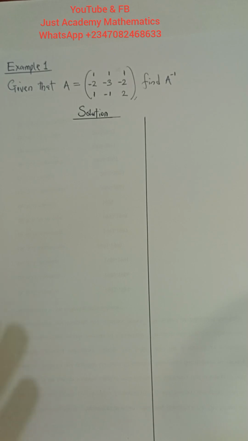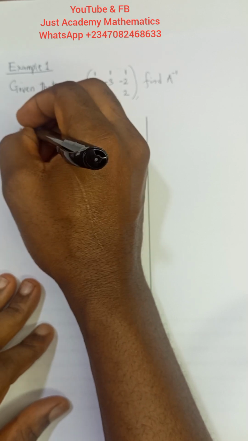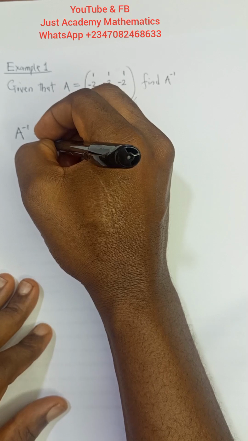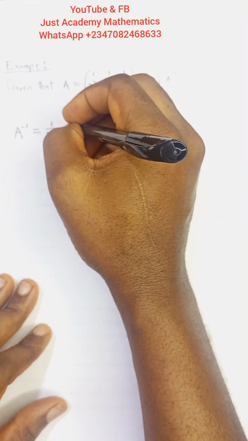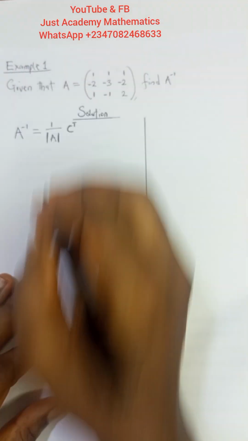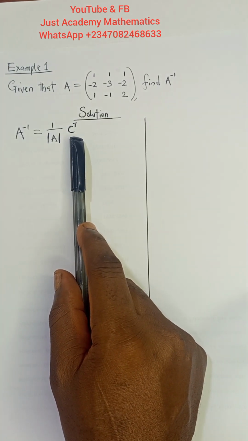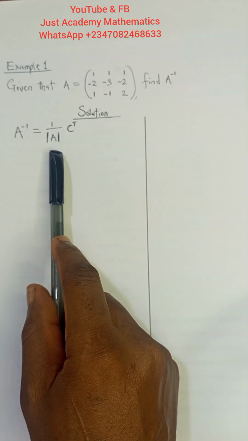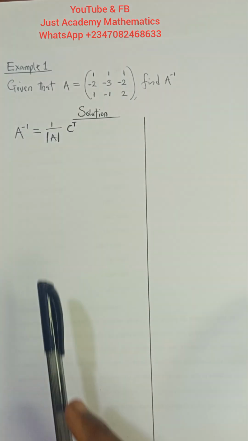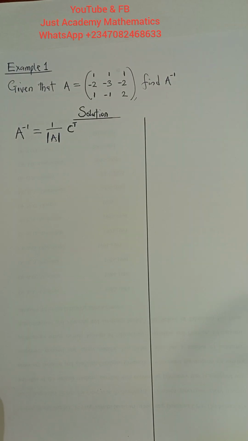So remember that the general formula is that A inverse is equal to 1 over the determinant of A times the transpose of cofactor. I've already explained this cofactor, which means adjoint. So the first thing we need to do is to get the determinant of A. Then we proceed to get the cofactor, which is C.